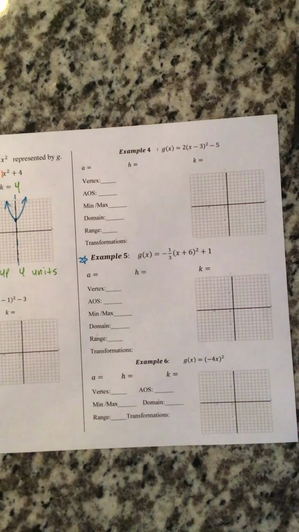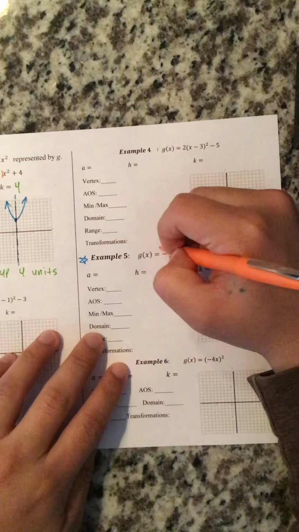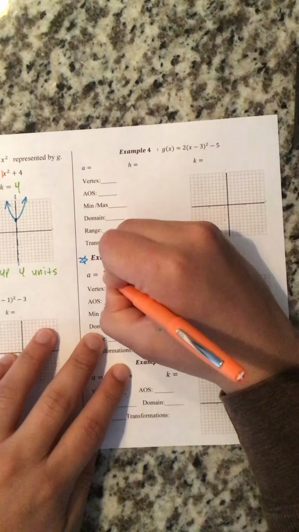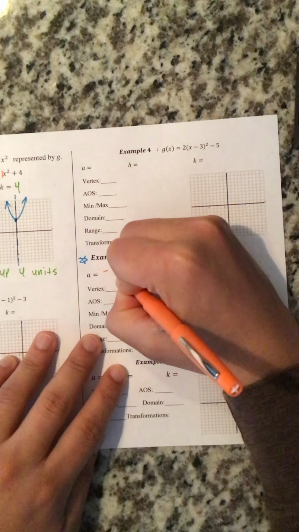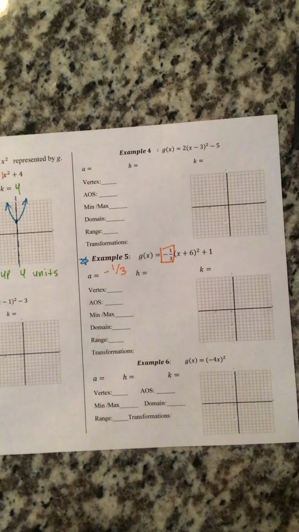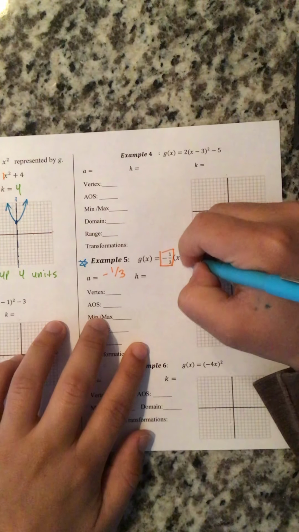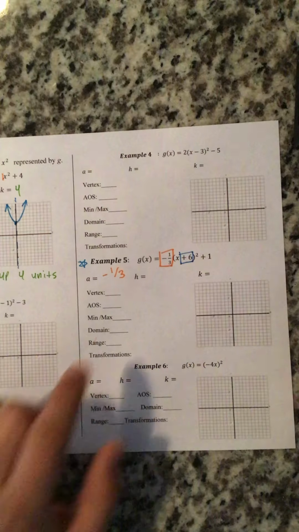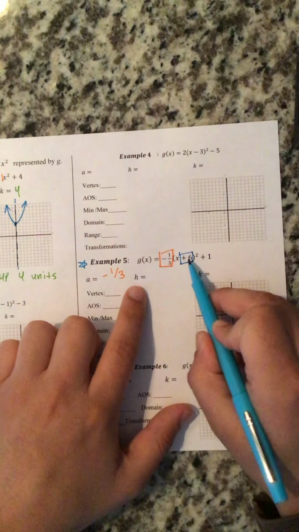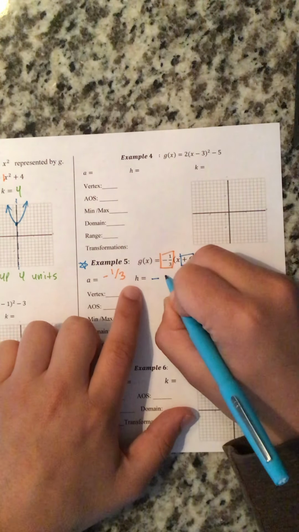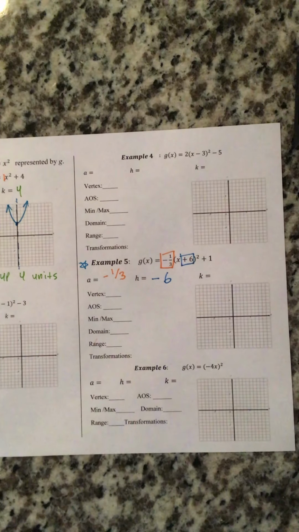So example 5. Again, let's start with A, H, and K. So my A value is going to be everything in front. For this example, it is negative 1 over 3. Okay, it's negative 1/3. Now the H, remember that's what's in the parentheses, but it's the opposite sign of what's in the parentheses. So my H value isn't 6, it's going to be negative 6. Okay, my H value is negative 6.